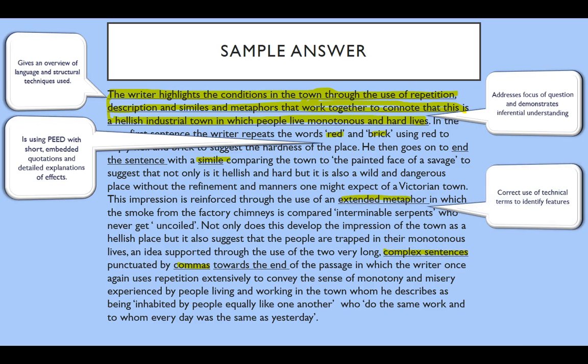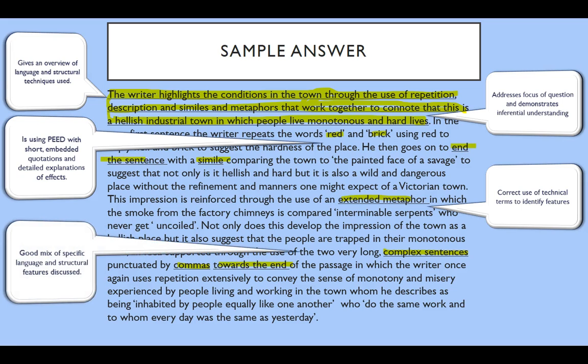We're also making sure that we're using the correct technical terms. So we're talking about similes, extended metaphors, complex sentences and commas. We're not just saying the comparison or the long sentence or this bit of description, or the writer uses descriptive language, because that would be too vague. We have to use these precise technical terms.